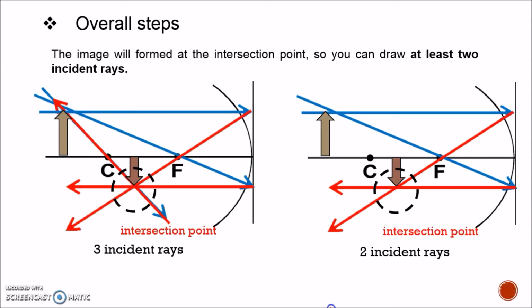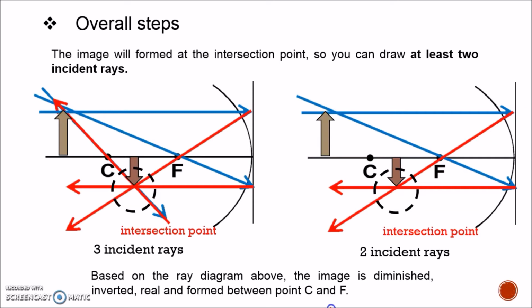So it's up to you whether you want to do 2 steps or 3 steps, but please make sure there is intersection between the reflected ray. From both examples shown here, we will know the image is diminished, inverted, real, and formed between point C and point F.